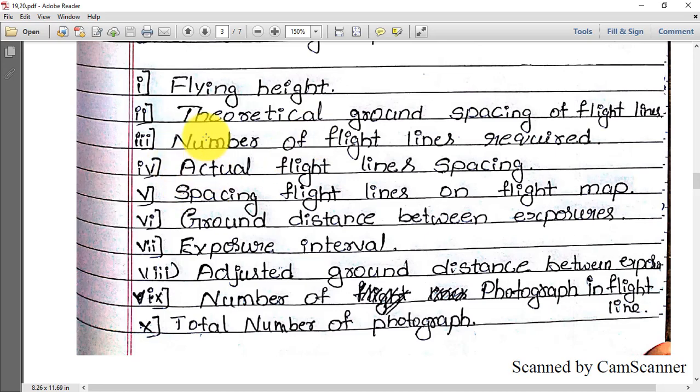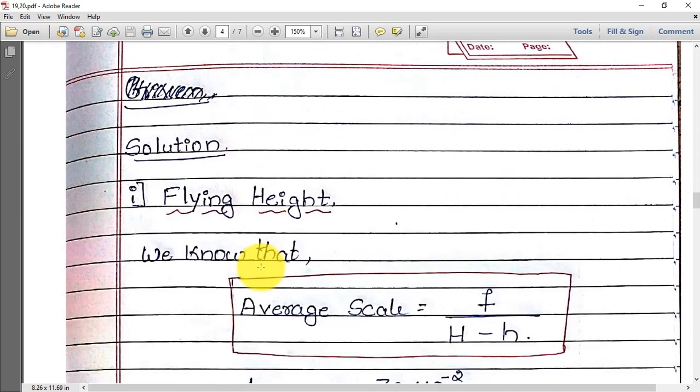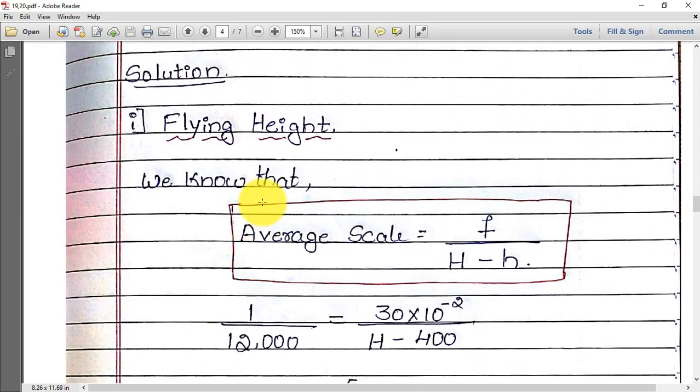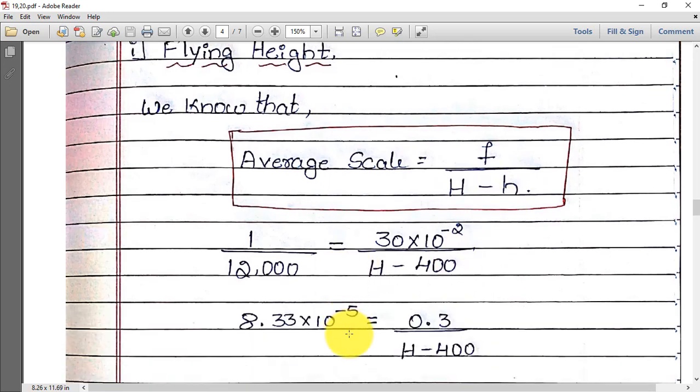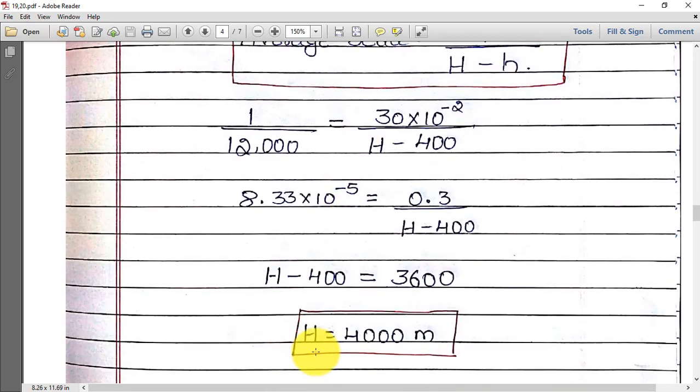Now the first one is flying height. One by one we will solve. Flying height is given by, we know that average scale is equal to f divided by H minus small h. Here average scale is given as 1:12,000 in the problem, and focal length is 30 cm, that is 30 into 10 power minus 2. Capital H we don't know, that is the flying height, correct? Small h, the average elevation, is also given, that is 400 meter. When you substitute everything, you will get H is equal to 4000 meter. The first question is finished.